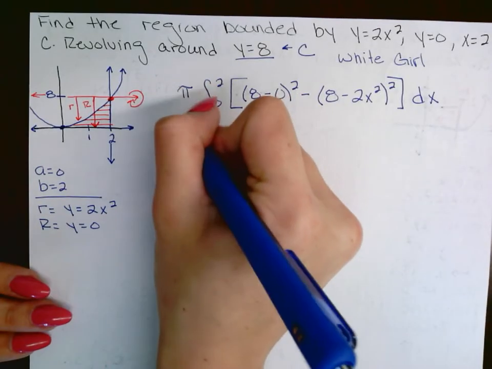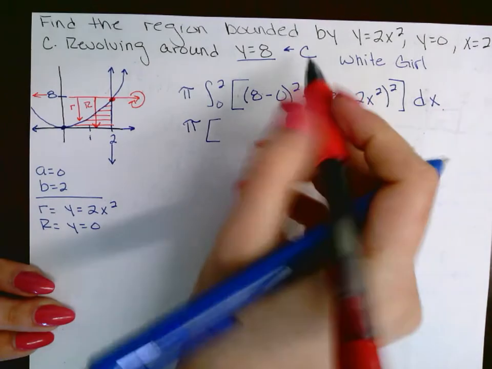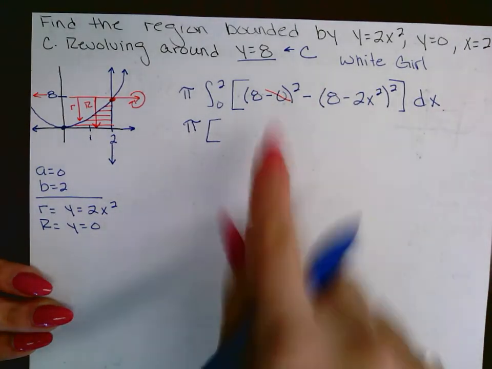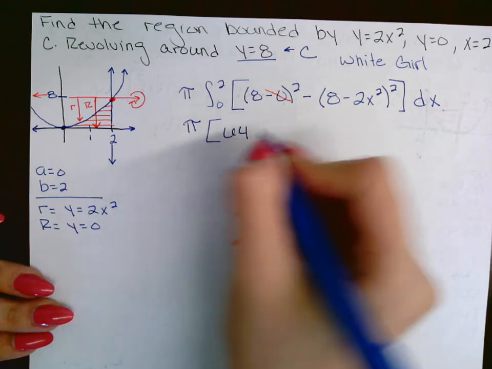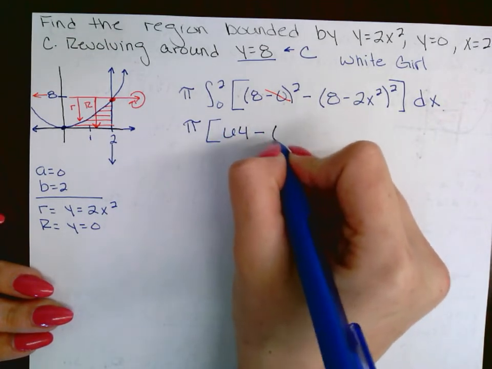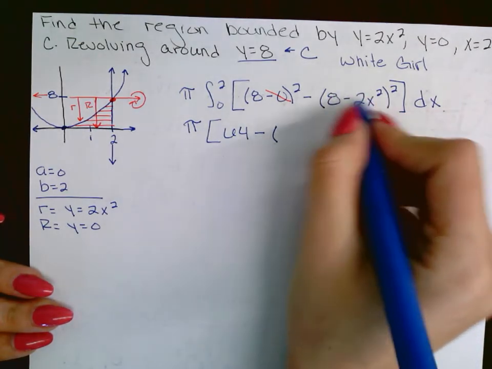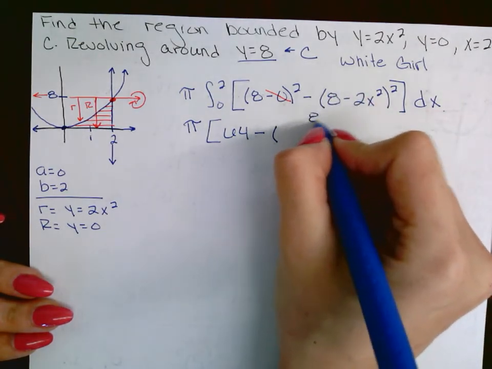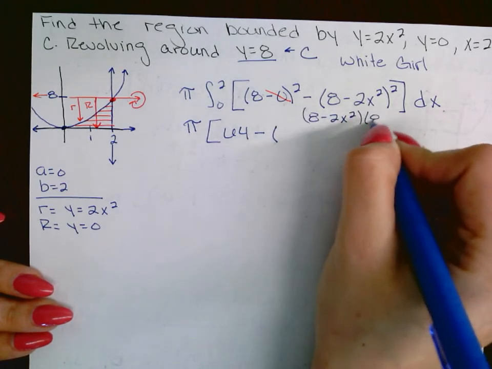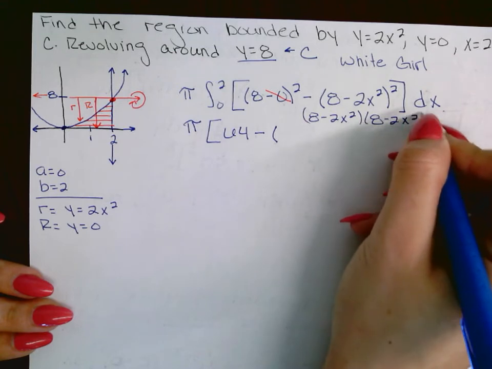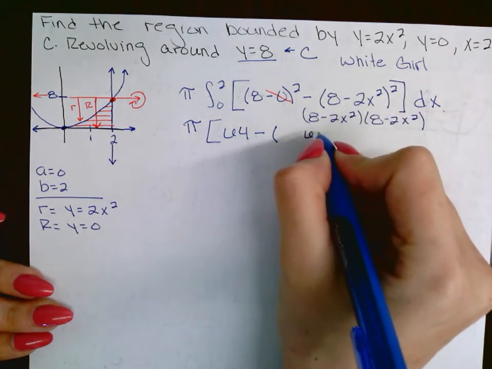So I'm going to drop down my pi. 8 minus 0 is still 8. So here I'm only concerned about 8 squared. And 8 squared is 64 minus, I'm going to have to FOIL this portion. Okay? So before I can plug all of this in here, I have to say 8 minus 2x squared times 8 minus 2x squared. Okay?